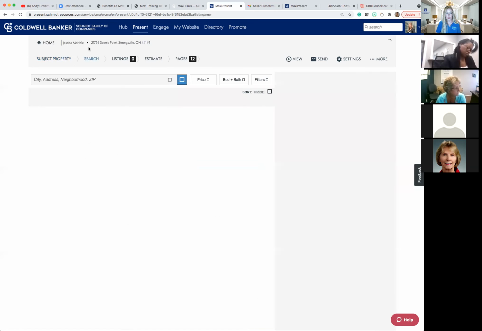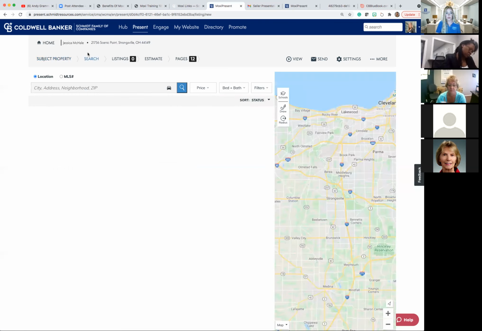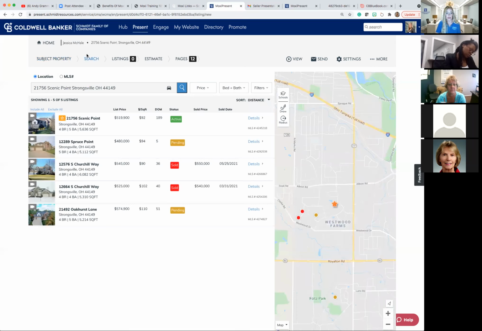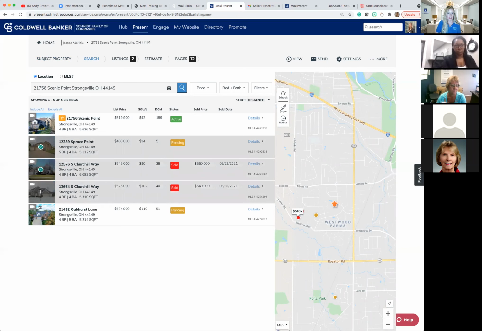The next search bar, the next tab, it lets you jump in here and it actually goes in through the MLS and pulls all of the comparative market properties to go with it. So if you can see here, I've got a couple that are active, pending, and sold. The easy thing is if I want to add those to my presentation to showcase, I'm literally just clicking right on them and I'm clicking the plus sign, making sure that I have some of every category.